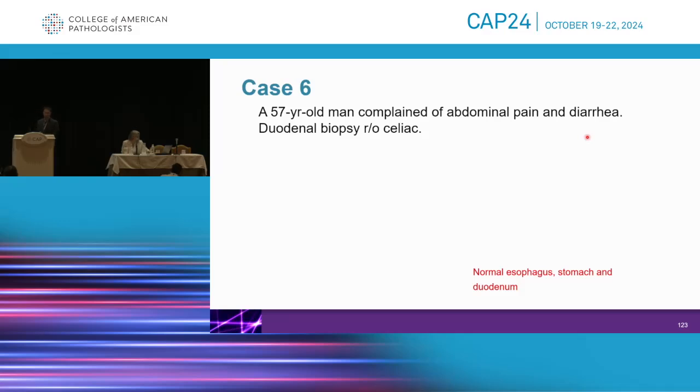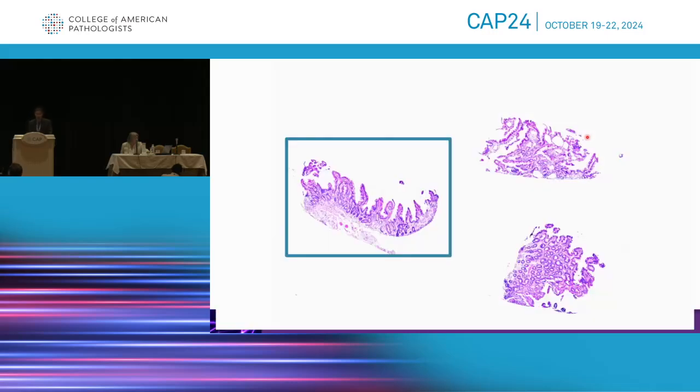This first case, case 66, is a 57-year-old man who complained of abdominal pain and diarrhea. When this situation happens, the clinician always wants to rule out celiac disease. So they did the biopsy. Stomach is normal, esophagus is normal, and the duodenum looks normal. But you can see we received 3 pieces from the duodenum.